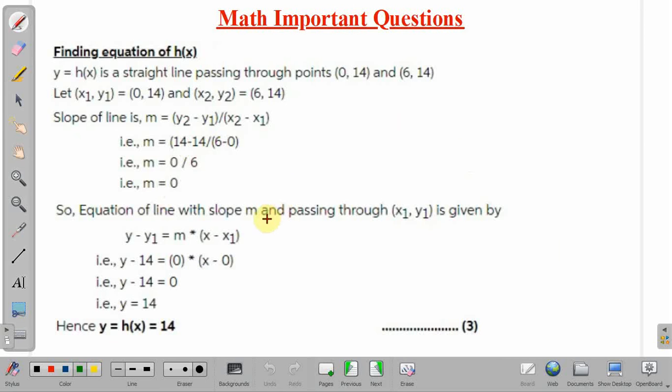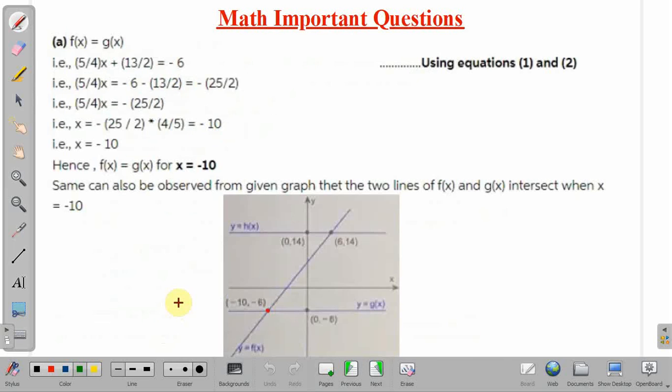So we can write the equation of line h(x), which is passing through (x1, y1) and having slope m. It will be y minus y1 equals m times (x minus x1), and substituting the values of m, x1 and y1, we get y equals 14, hence h(x) equals 14. Now we have obtained the equations of f(x), g(x) and h(x). So one by one, we will solve what is asked.